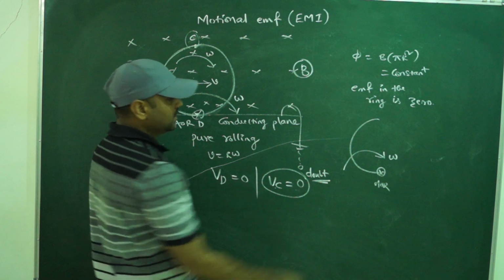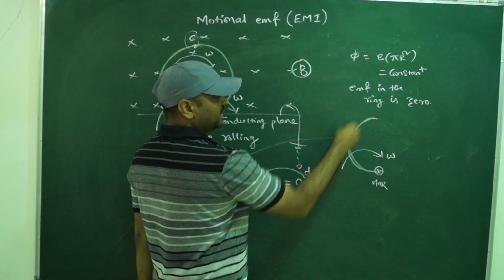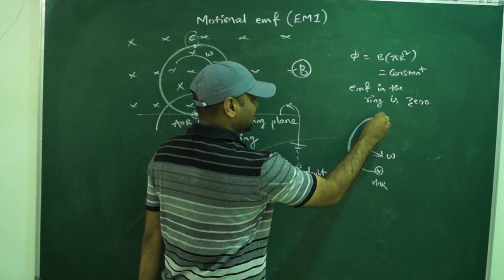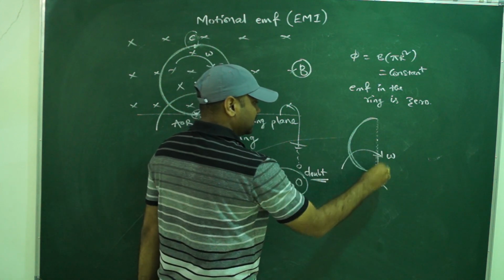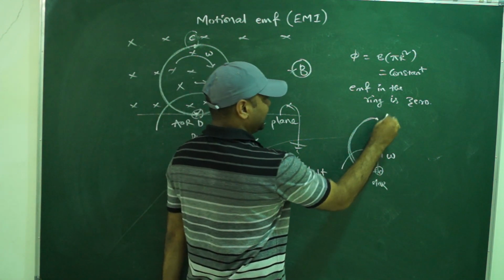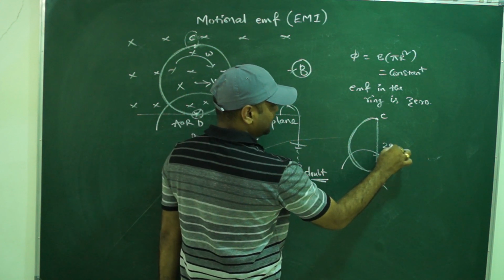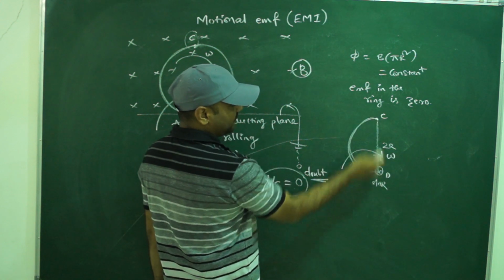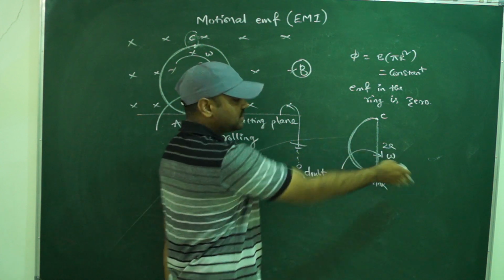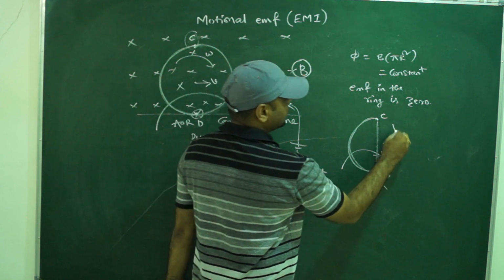So I am taking the axis of rotation at the bottommost point, then the ring will exhibit pure rotation with angular velocity omega. Now I am taking only half of the ring. EMF does not depend on the shape of the ring, it depends only on the end points. Now I am connecting the end points C and D. Then the length of CD will be 2r. Now it is something like a rod of length 2r rotating with angular velocity omega about one end.